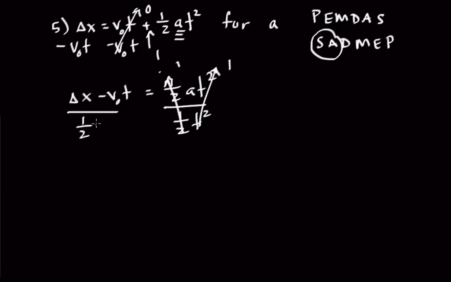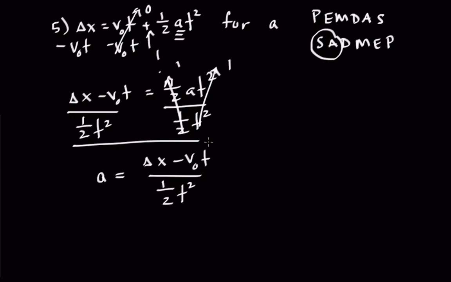If I do that here, I have to do that on the left side too. And I would get a equals delta x minus v naught t over 1/2 t squared. And that's fine. You can leave it like that. That would make me happy, as long as when you plug the numbers in, you did it right.